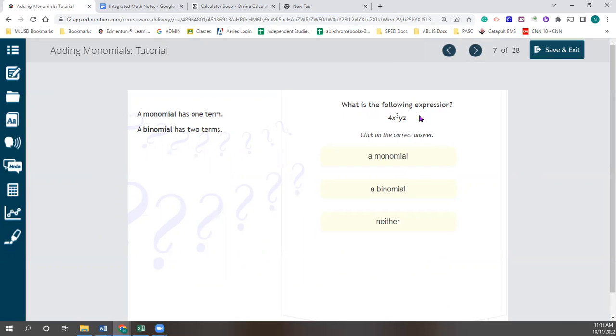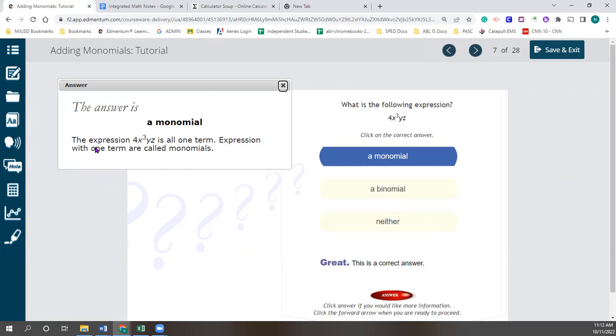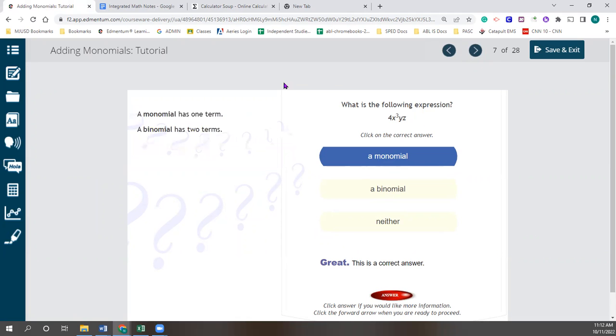What is the following expression? 4x cubed yz. Click on the correct answer. Is it a monomial, a binomial, or neither? Well, I don't see an addition or subtraction or any other sign over here. I only see one group of things. I'm going to say it's a monomial. Great. Yes. Expressions with one term are called monomials.